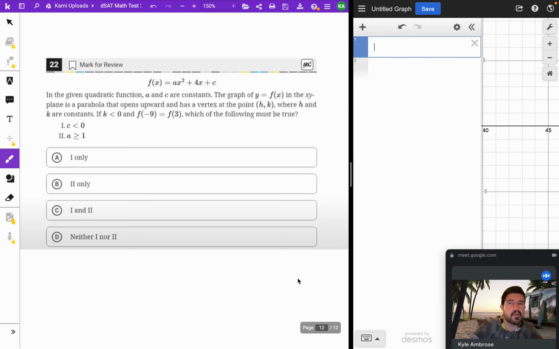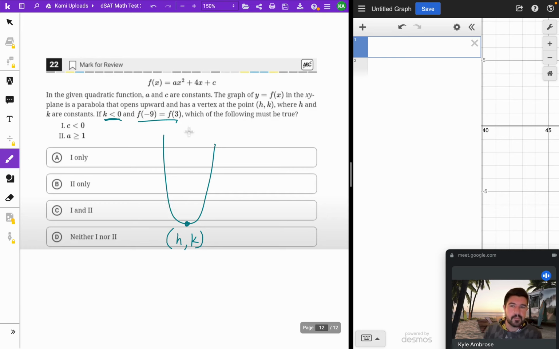And then finally, 22, another one that's tricky, but we can come up with the answer. So we've got a quadratic. A and C are constant, so that's not very helpful because we don't know either A or C, but they give us enough information. They say that the parabola opens upward. It has a vertex at HK, so this is HK, but what else do we know? All right, I thought there was a little bit more. Oh, here it is. K is less than 0, so K is negative. And they say f of negative 9 equals f of 3.